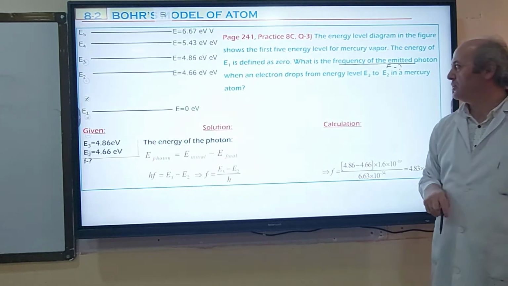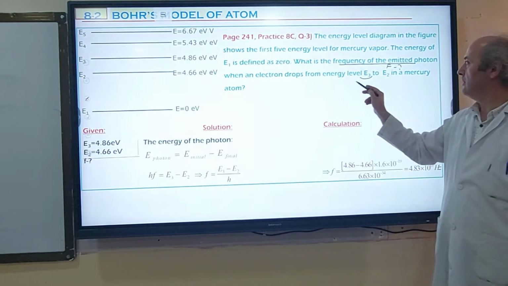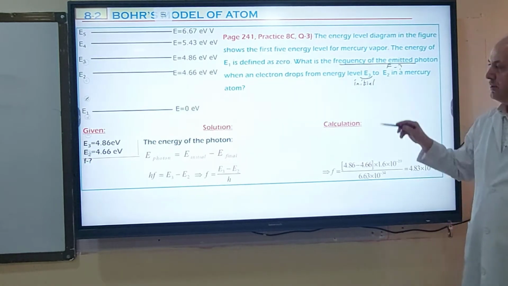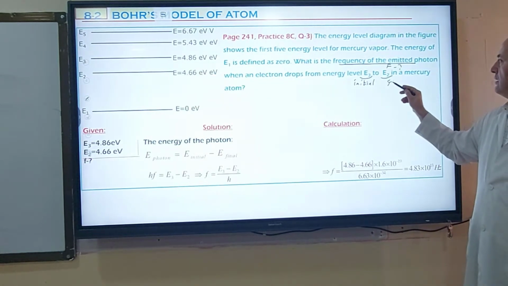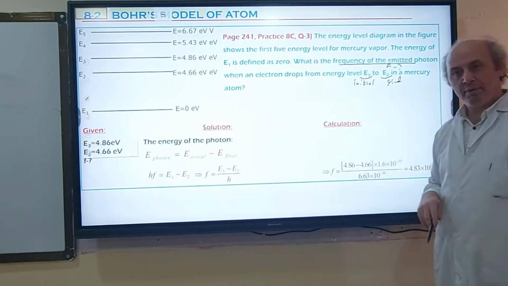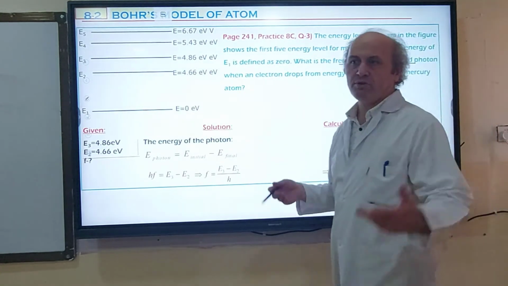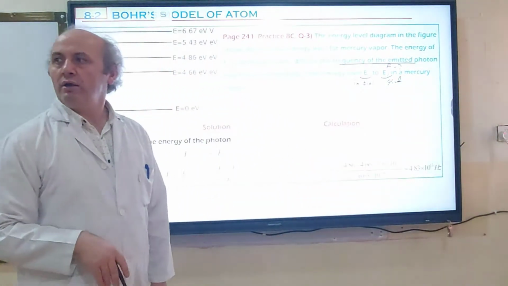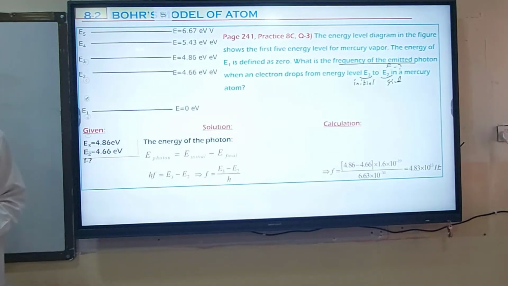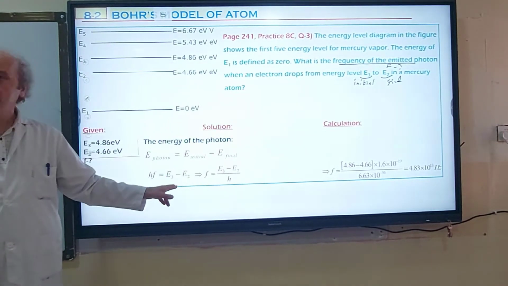When an electron drops from energy level E3 to energy level E2, this is the initial state and this is the final state. Initial is E3, final is E2. Calculate the energy of the emitted photon and the frequency of the emitted photon. What is the equation for calculating the energy of a photon? Energy initial minus energy final. Energy initial is E3, energy final is E2.